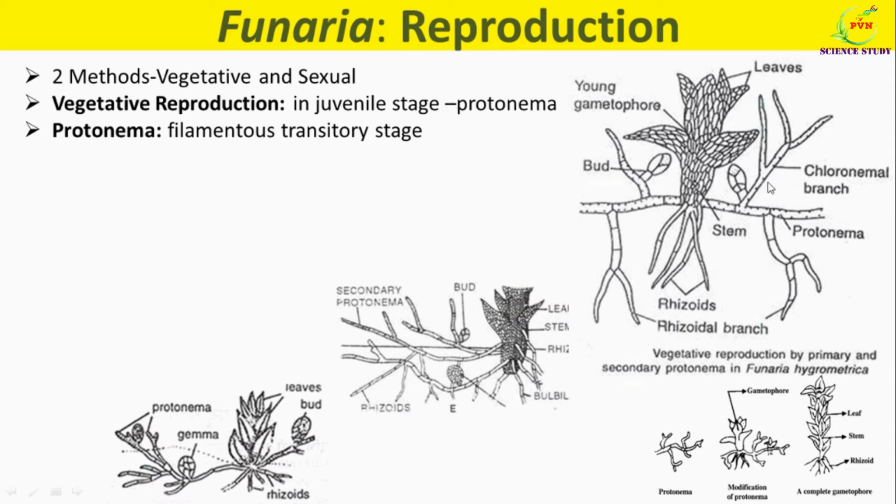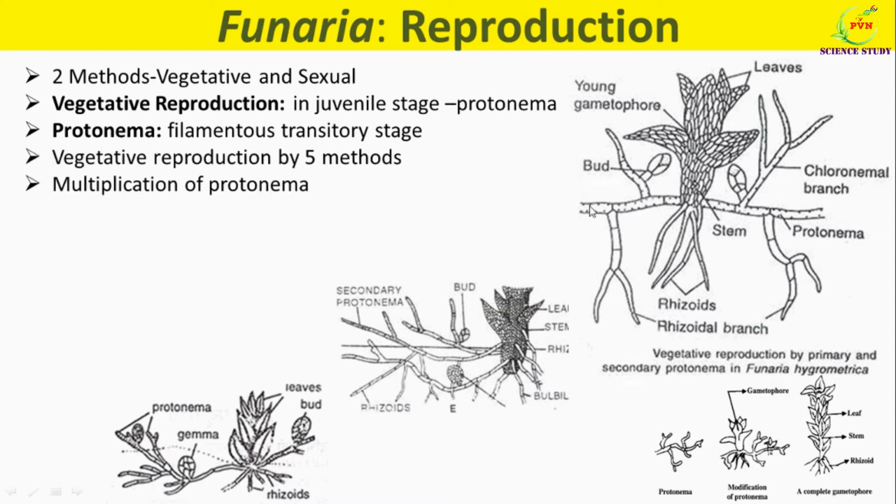It reproduces vegetatively by 5 different methods. First method is multiplication of protonema. The primary protonema breaks into small segments because of the death and decay of the intermediate cells. The separate segments divide and form new protonema. The buds on the secondary protonema develop into new gametophores.